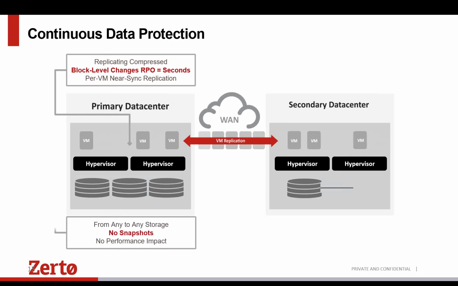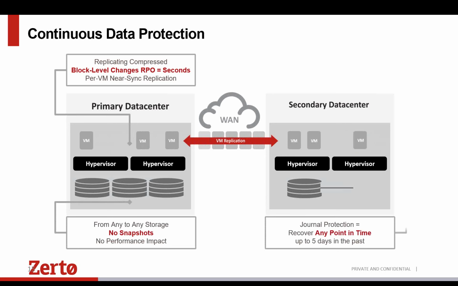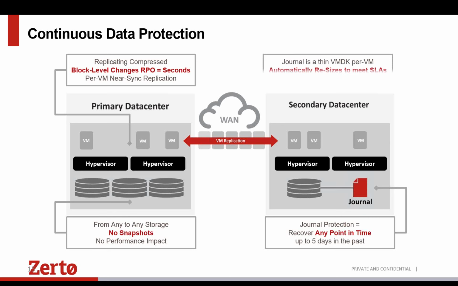It's from any to any storage with no snapshots and therefore no performance impact. And we keep a journal of all the changes in the recovery site, which allows you to rewind to any point in time up to 5 days in the past. And the journal itself is a thin VMDK on a per VM basis that automatically resizes to meet your SLAs. So if, for example, you set to keep 24 hours of change and 20 gigabytes changes in that 24 hours, then the journal will be 20 gigabytes.